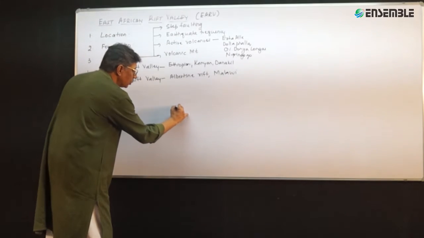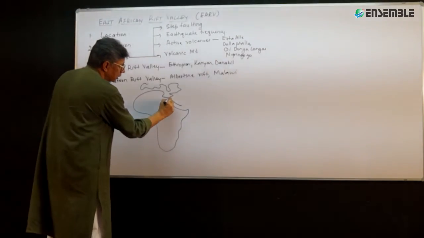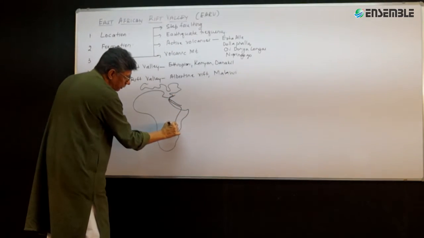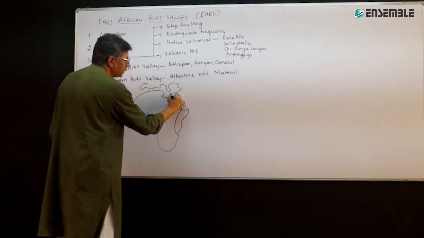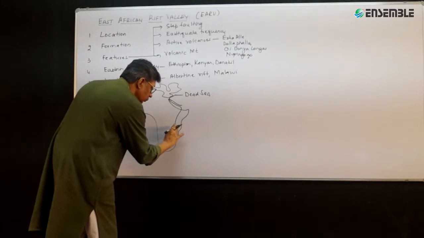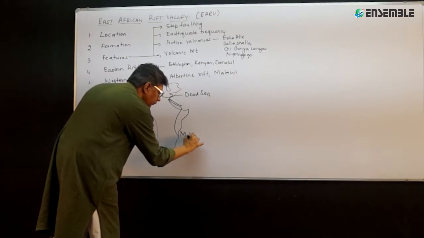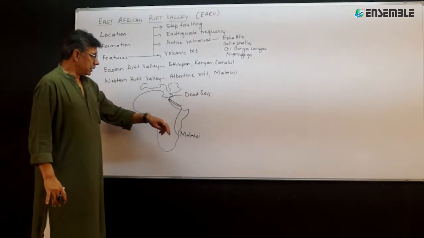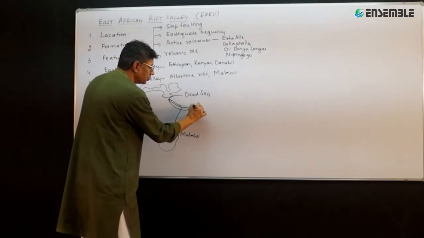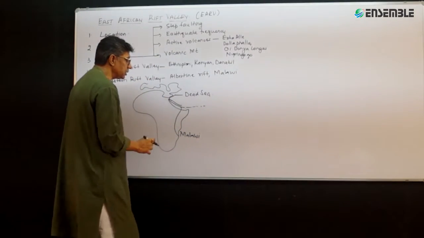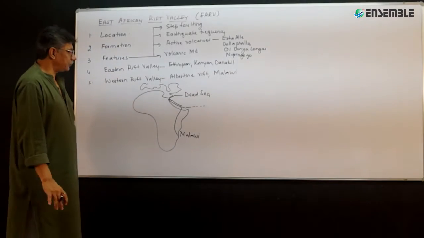If we go on to draw a map of Africa, then the East African Rift Valley extends all the way from here up to Lake Malawi. That is, it goes from the Dead Sea up till Lake Malawi. That is its location in this case. Of course, there is an extension arm that goes in this manner as well. Here also, that is one of these arms of extension. But that's how the East African Rift Valley is located.